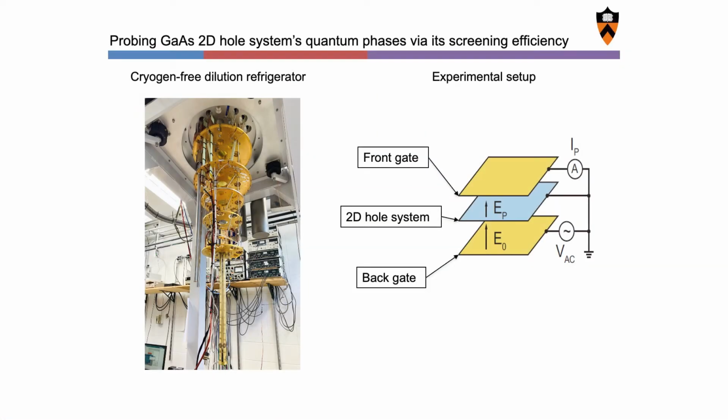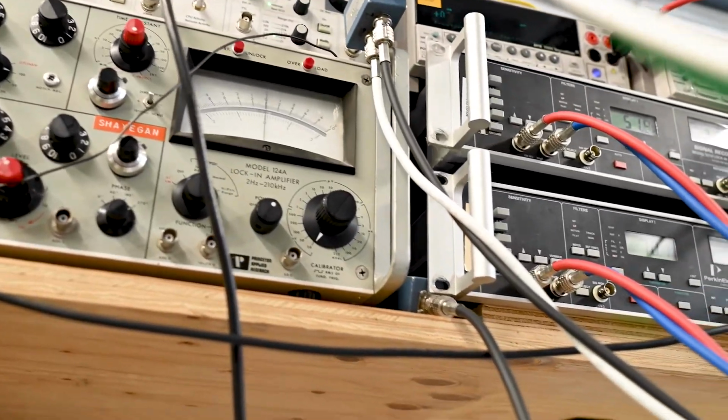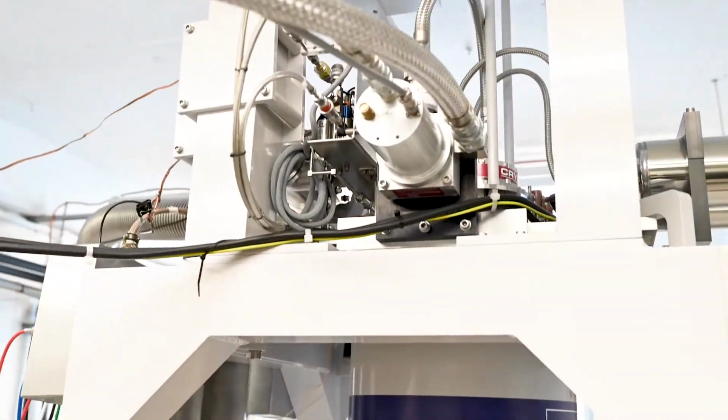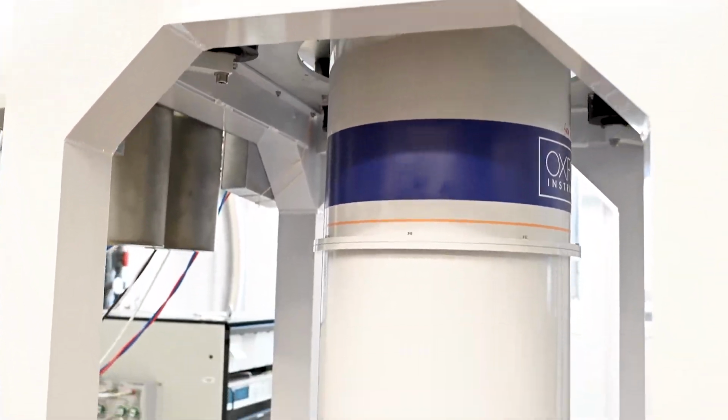As shown in this picture, the middle blue layer represents the 2D hole system, and the top and bottom layers represent the front and back electrical gates. We impose an AC excitation voltage to the bottom gate to set up an electric field E0 and monitor the electric field that penetrates through the 2D hole system to the front gate. This penetrating field depends on the screening efficiency of the 2D hole layer, and thus gives us information about its quantum phases.